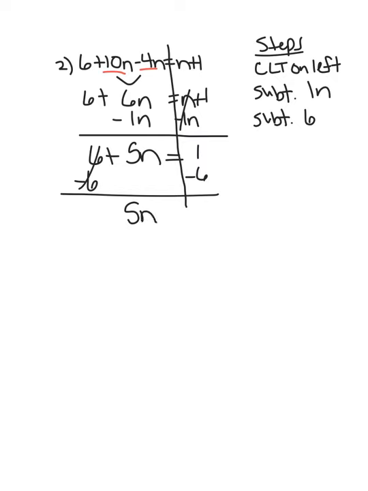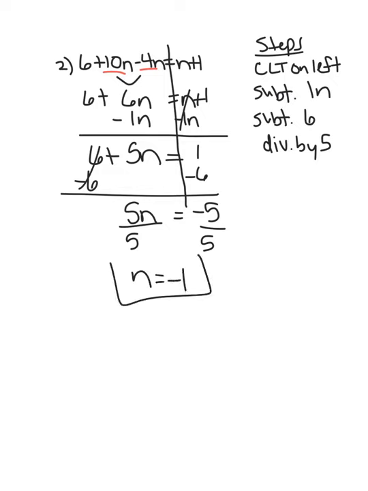So 5n equals negative 5. And then now we have 5n equals negative 5. To get n by itself, we are going to divide both sides by 5. So divide by 5, divide by 5. I have n equals negative 1. There we go. There's my answer.